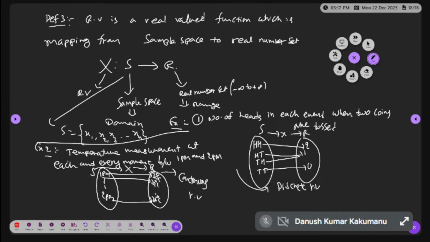Discrete random variable means... is clear to all of you? Write down the definition.